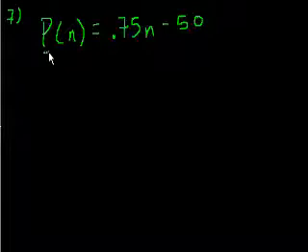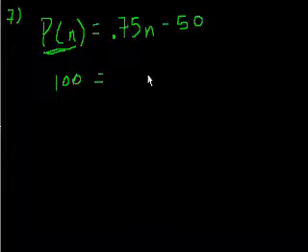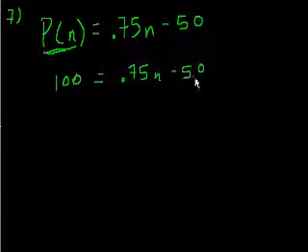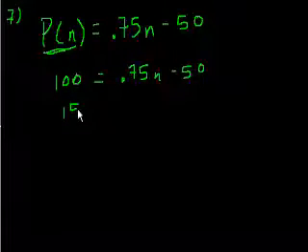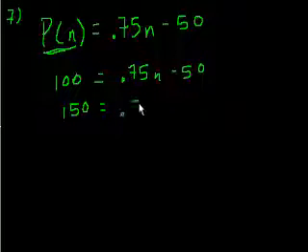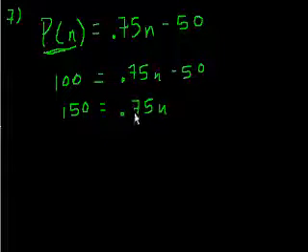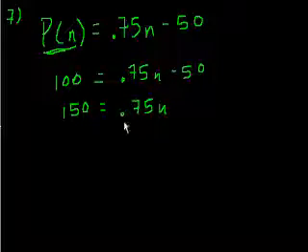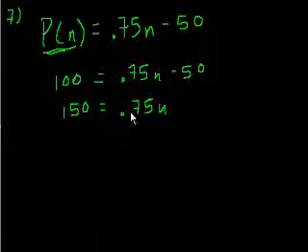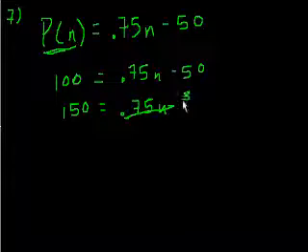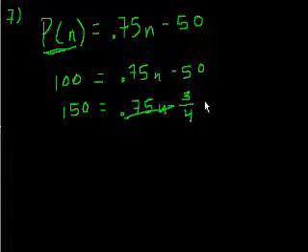Well, we want this thing to equal $100, right? So we just set it equal to 100. 100 is equal to 0.75 n minus 50. Add 50 to both sides. 150 is equal to 0.75 n. I like to deal with fractions because fractions are easier. We could rewrite this as 3/4 n, right? 0.75 is the same thing as 3/4.